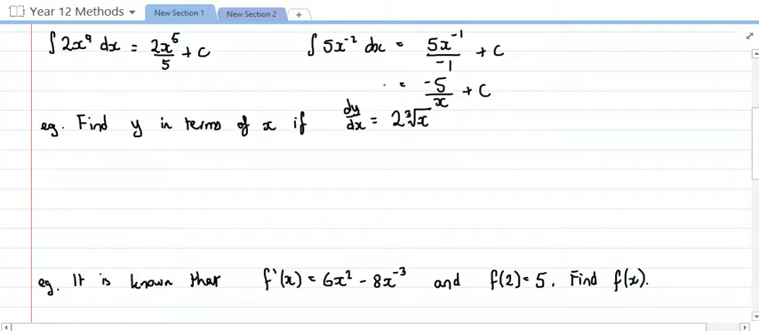So find y in terms of x if dy dx equals 2 times the cube root of x. Again, what I'm going to do here is I'm going to write this in a form which we can handle. So that's 2x to the power of 1/3. And now to get back to y, all I need to do is anti-differentiate the derivative.